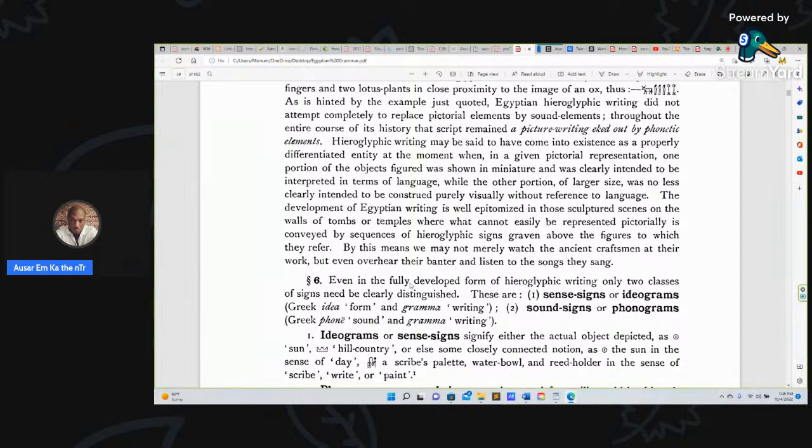Number 6: even in the fully developed form of hieroglyphic writing, only two classes of signs need be clearly distinguished. These are sense signs or ideograms, from the Greek idea, form, in grammar writing, basically; and sound signs or phonograms, from the Greek phone, sound, in grammar writing. So you have those two, sense signs and sound signs. One is for idea, one is for phone, sound.